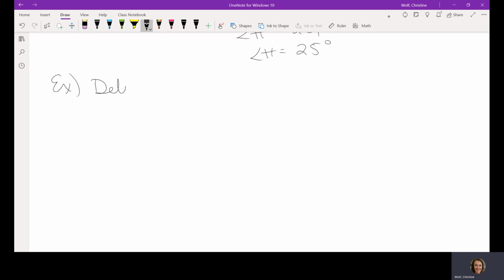Determine the length of the missing side or indicated side.